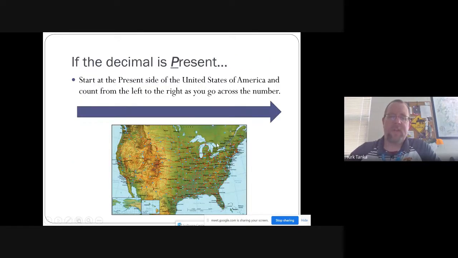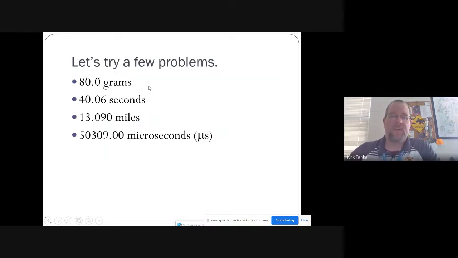If the decimal point is present, then we're going to start from the Pacific side. Notice that present starts with a P, Pacific starts with a P. And we're going to do the same thing, and we're going to count in the opposite direction, going from left to right. Here's your problems. So we got a decimal point. The decimal point is present, so we start from the Pacific side on the left, and you start counting at the first non-zero number. So we count the 8, we count the 0, count the 0. So this now has 3 sig figs.